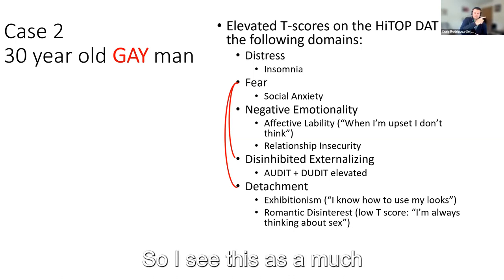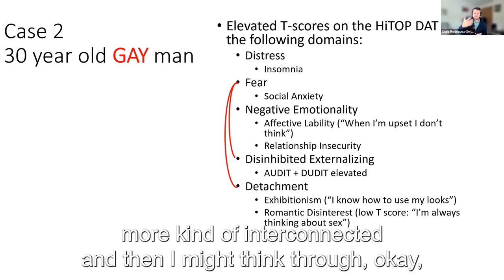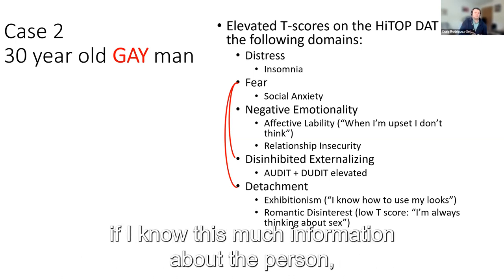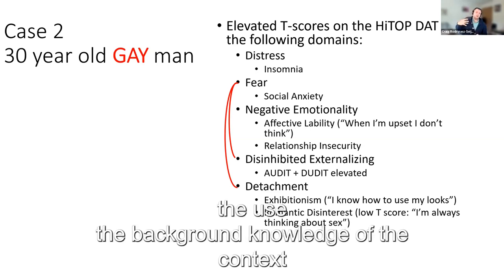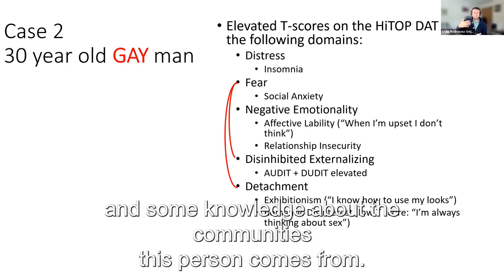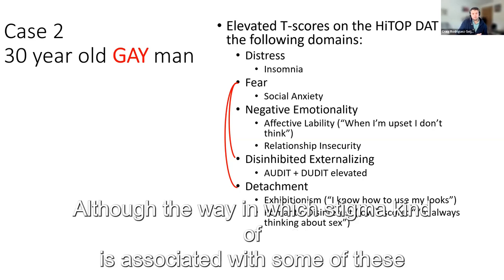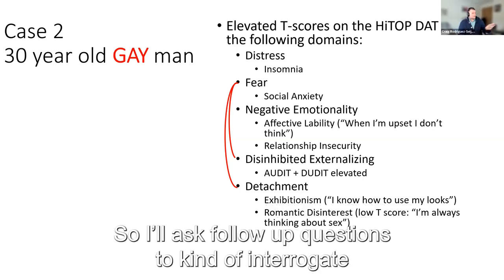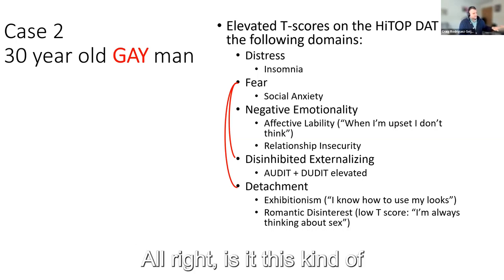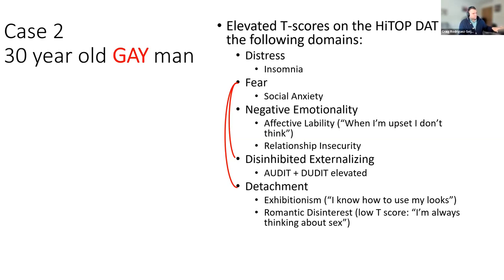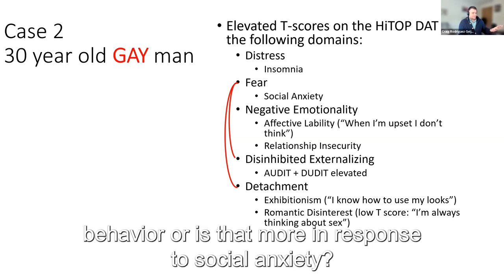So I see these as interconnected, and then I might think through, okay, if I know this much information about the person, then I'm going to use the background knowledge of the context and some knowledge about the communities this person comes from, or the way in which stigma is associated with some of these outcomes, to ask follow-up questions, to interrogate this, as y'all are already suggesting. Thinking through, all right, is it this kind of disinhibited behavior, or is that more in response to social anxiety?